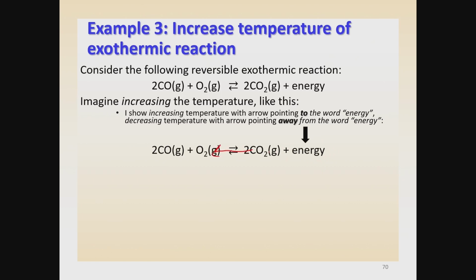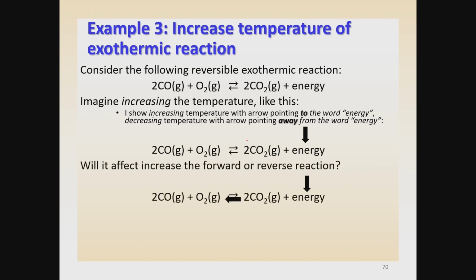If you increase the reverse reaction, what will happen is that extra energy will be absorbed by carbon dioxide and taken away, and be used to break it down to carbon monoxide and water. So when, in this example, we increase the temperature of the exothermic reaction, we're going to have to increase the reverse reaction to take that extra energy away.